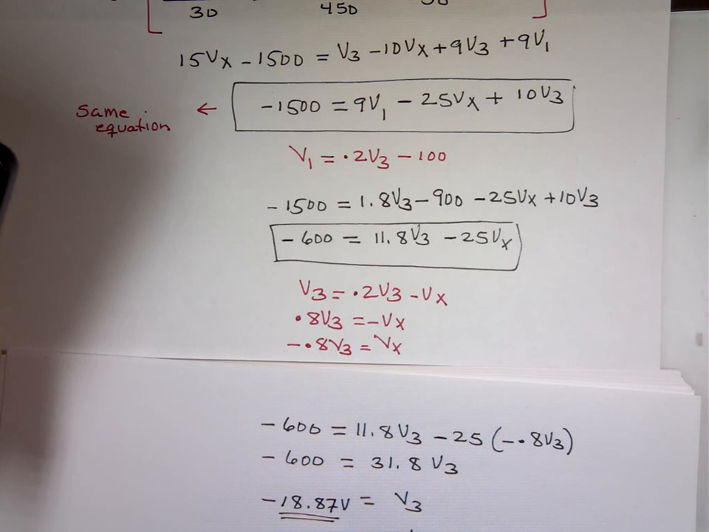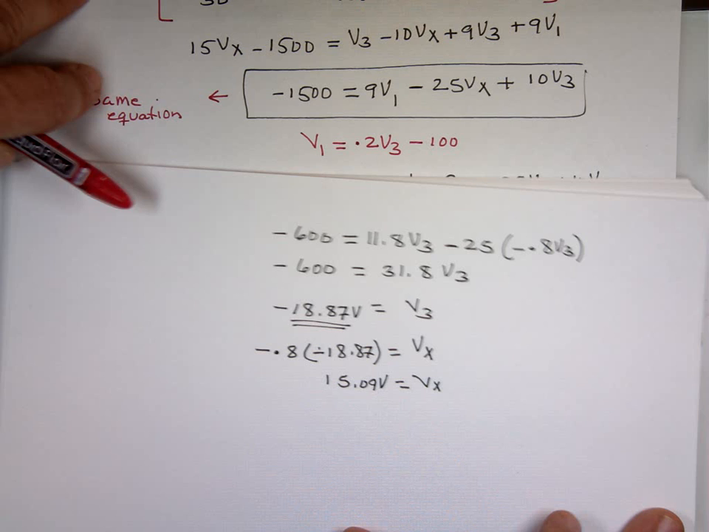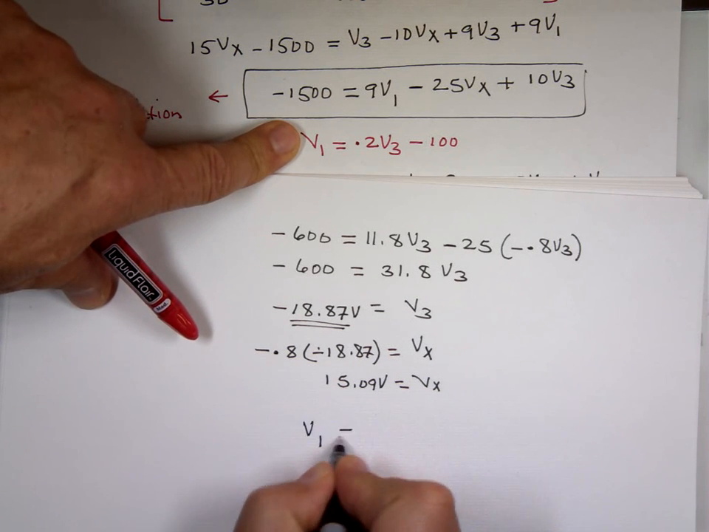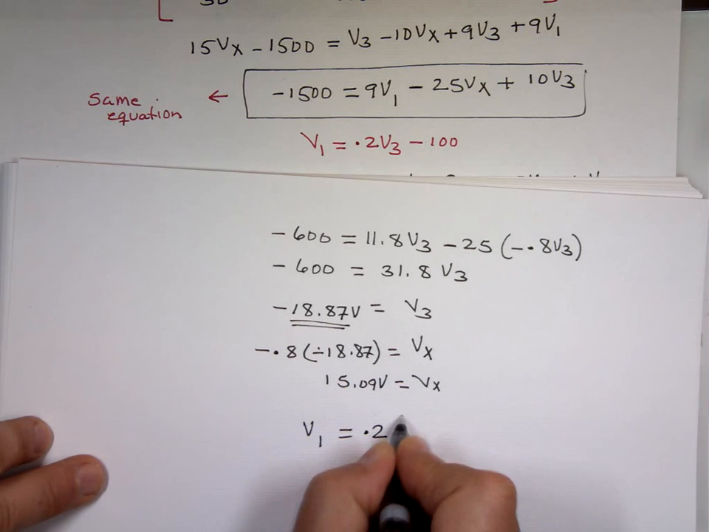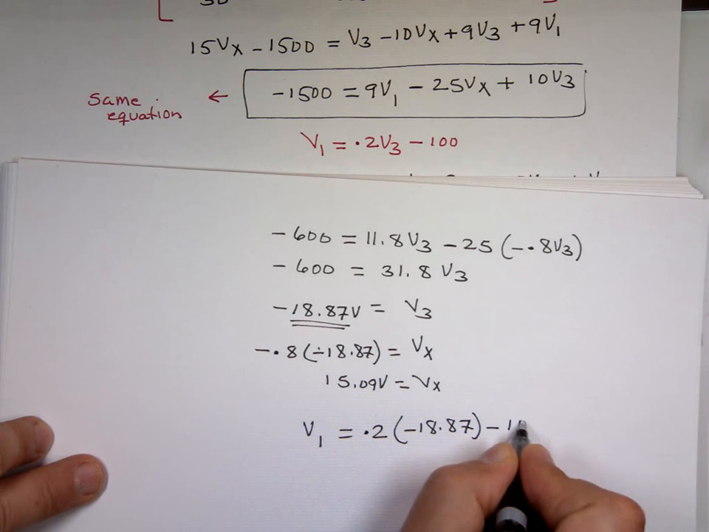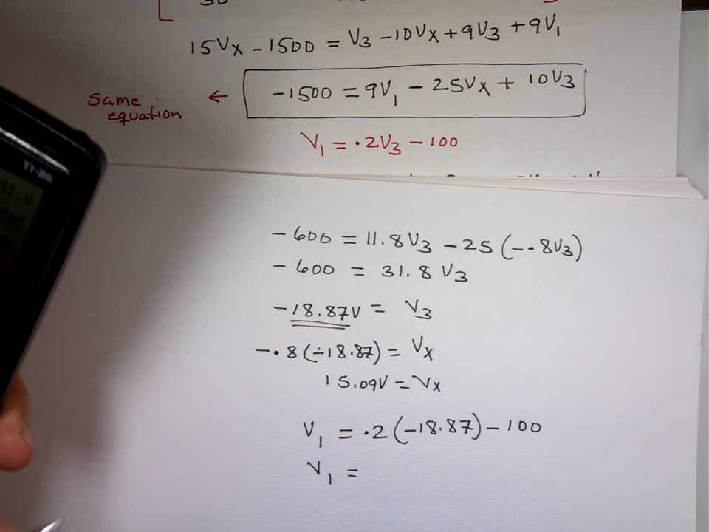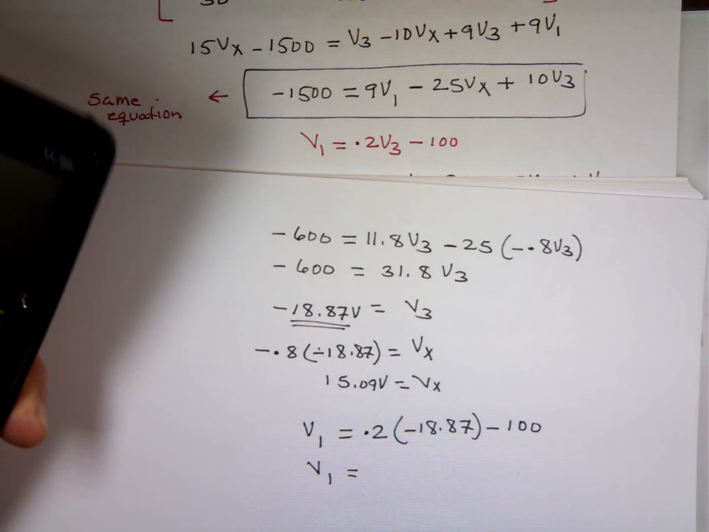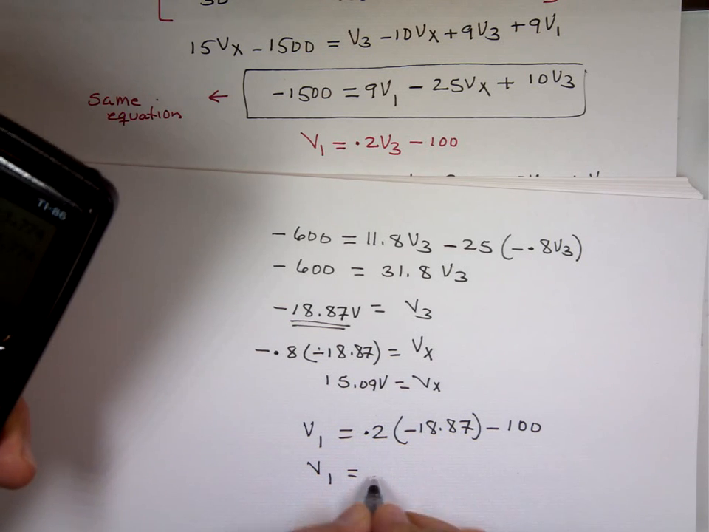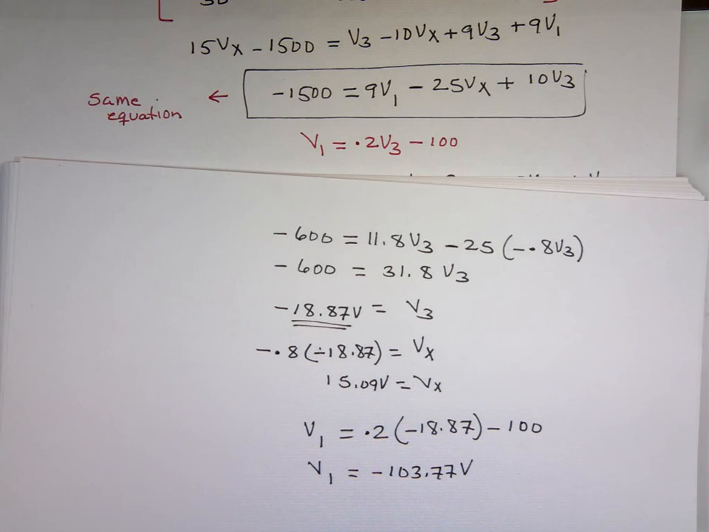And if I know Vx, can I find what V1 is from this equation? If I need it? 0.2 times V3, and V3 is negative 18.87, minus 100. I get negative 103.77 volts. So I found V3, I found Vx, and I found V1.